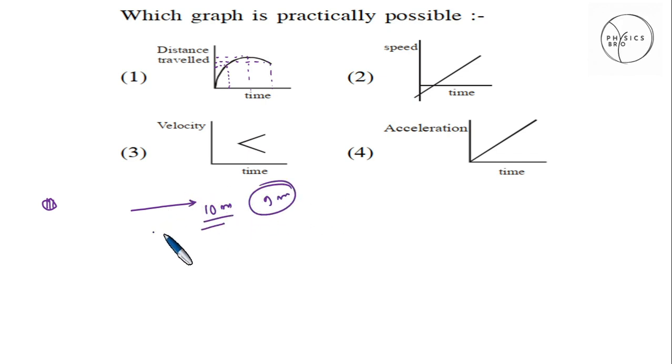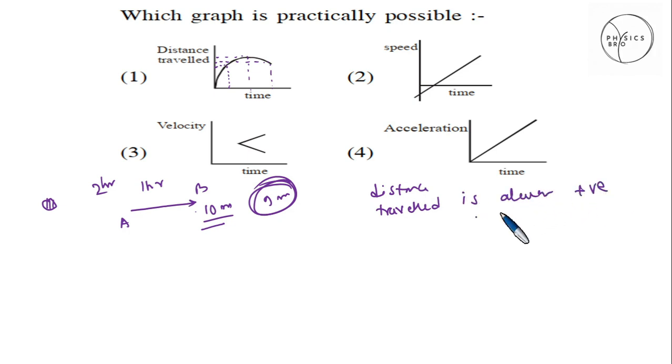You are traveling from some point A to B, at 1 hour, say 10 meters. It is very slow. So after 2 hours, it cannot be just 9 meters, because it is distance traveled and it is a scalar, and distance traveled is always positive. It is not the displacement. Remember, this is just distance traveled. So this is not the right one.